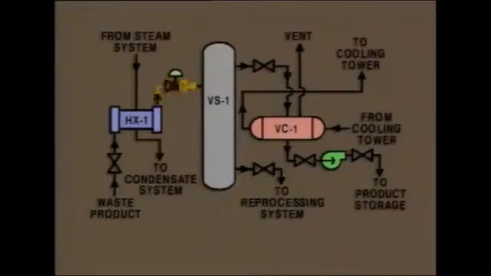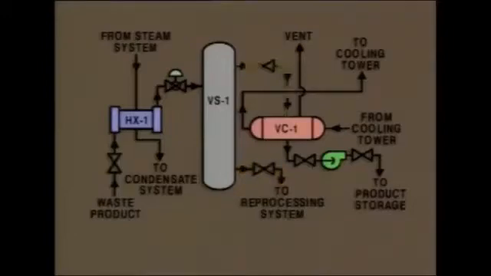The heated waste stream leaving the heater flows through a valve which regulates the flow of liquid and into a vapor separator. There it's separated into a vapor and a liquid. The vapor flows from the top of the separator. The liquid flows from the bottom to a reprocessing system.